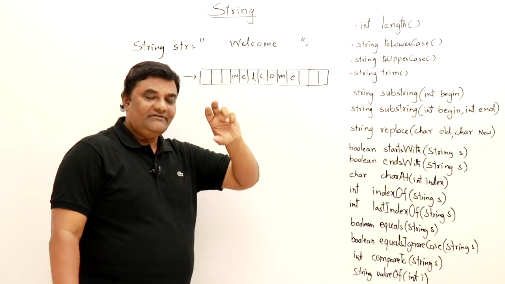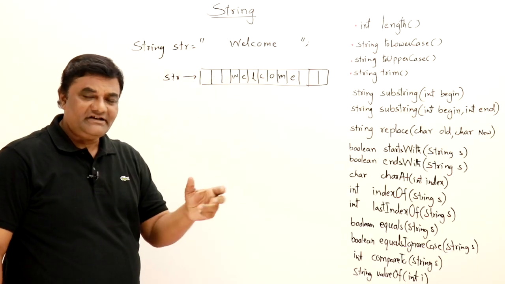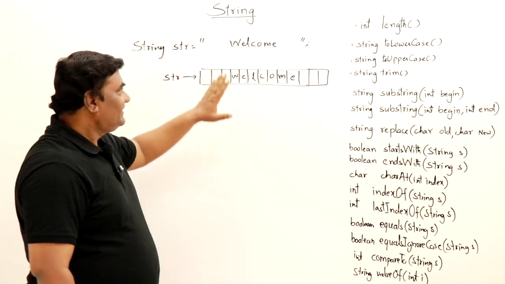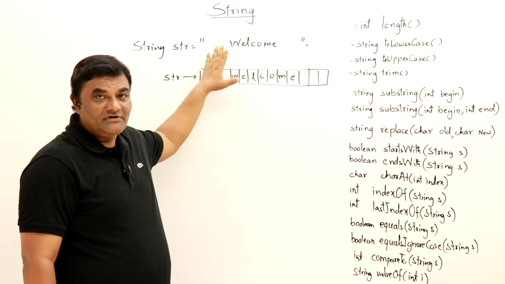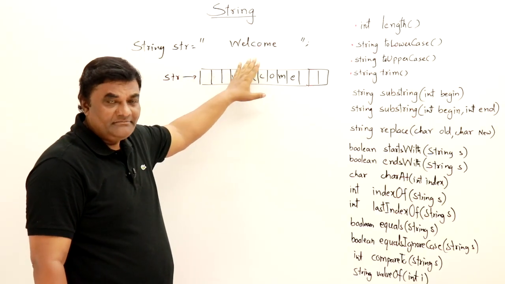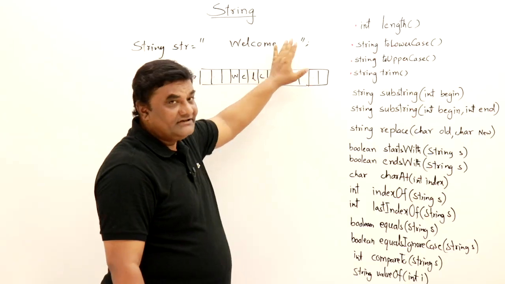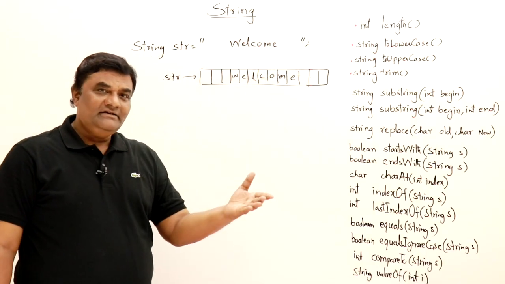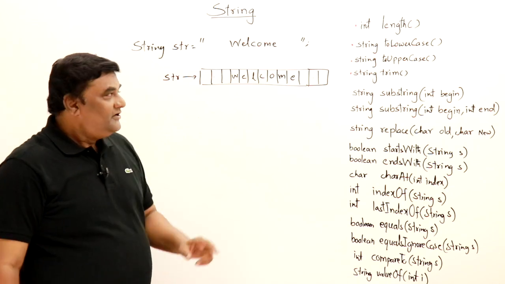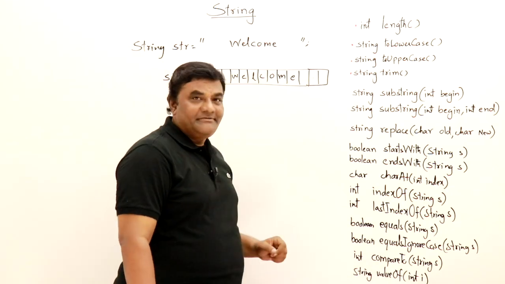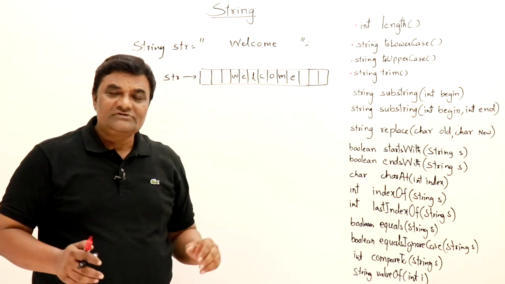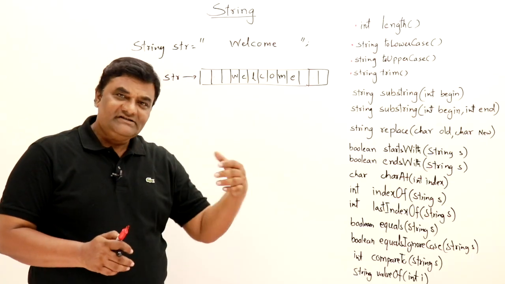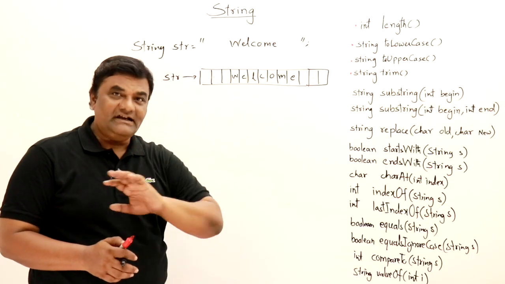So in this string I have written welcome, that is a message or a string. And if you observe, there are some blank spaces before the word welcome, and there are some blank spaces after the word also. So there are some leading or trailing blank spaces. If you use this method trim, it will remove those blank spaces. So in a string, if there are any blank spaces, that will be removed.